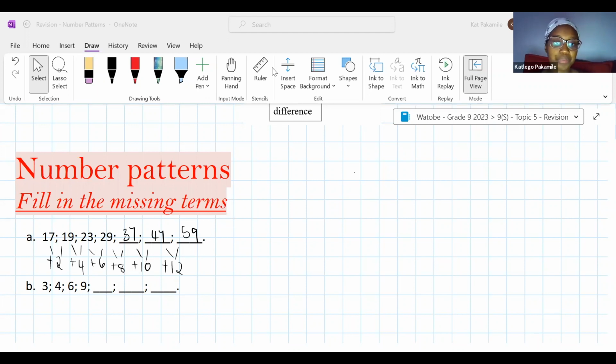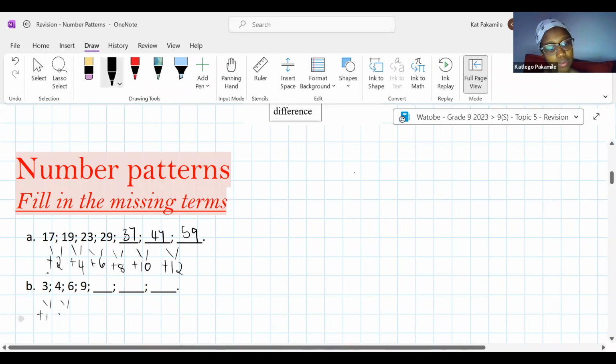But that's okay. How are we getting the next 3 terms of our next number pattern? Anyone? Nonkululeko. Hello. Do you know what we're doing in number B? Yes, ma'am. What you do is, to get 4, you have to add 1 to 3. To get 6, you have to add 2. To get 9, you have to add 3, and then to the next term, you have to add 4.